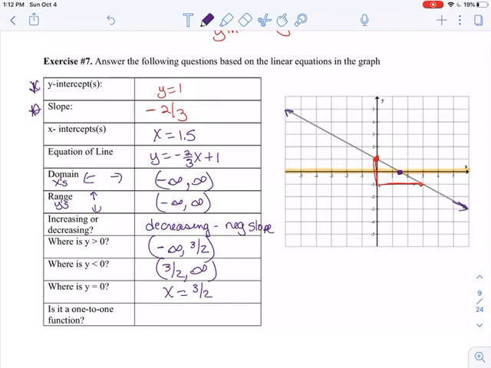Where is y equal to 0? At x equals 3/2. And is it a one-to-one function? So the x's are not repeating and the y's are not repeating. Does it pass the vertical line test and the horizontal line test? Yes, so it passes the horizontal line test. The x's, the inputs, are not repeating, and the outputs, the y's, are not repeating.